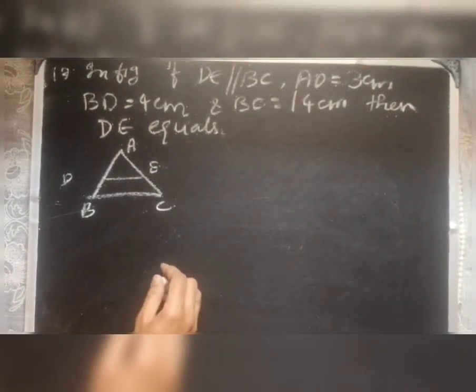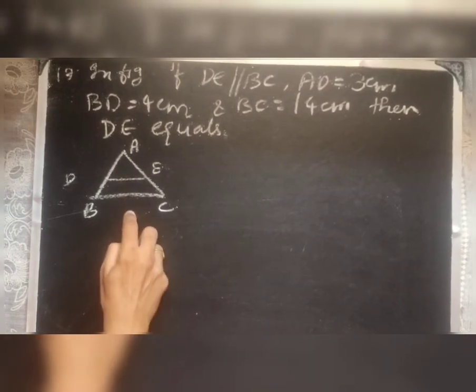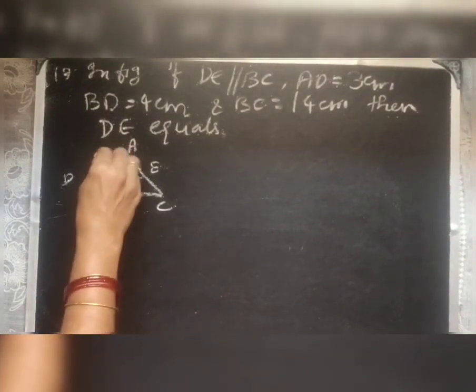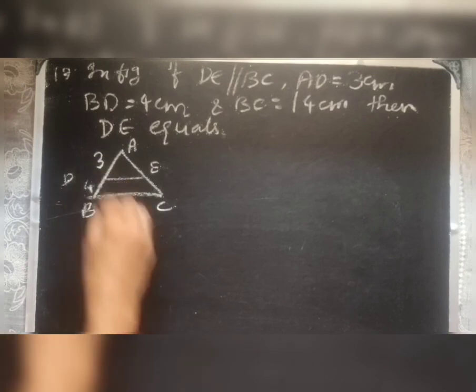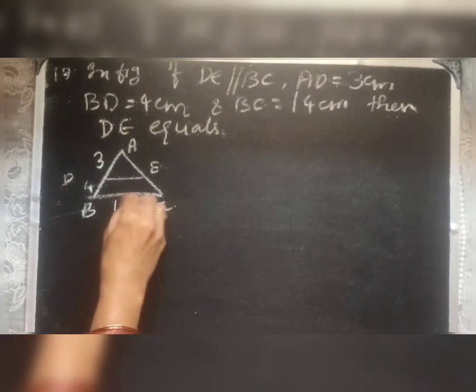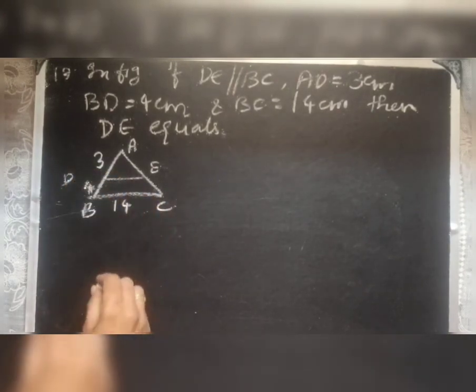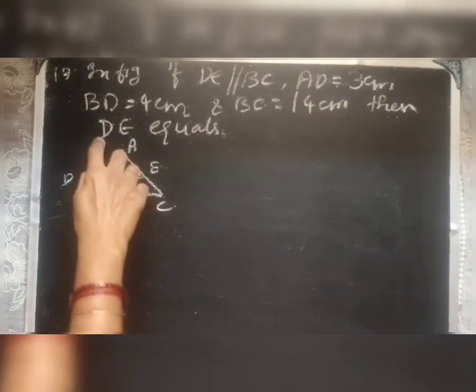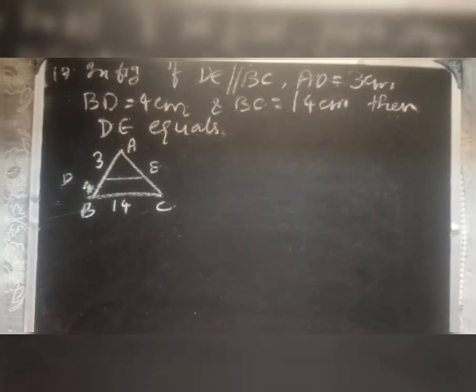So in the figure, DE is parallel to BC and AD is equal to 3 cm, BD is equal to 4 cm and BC is equal to 14 cm. So we need to find DE. So what they are asking is, what then DE equals.